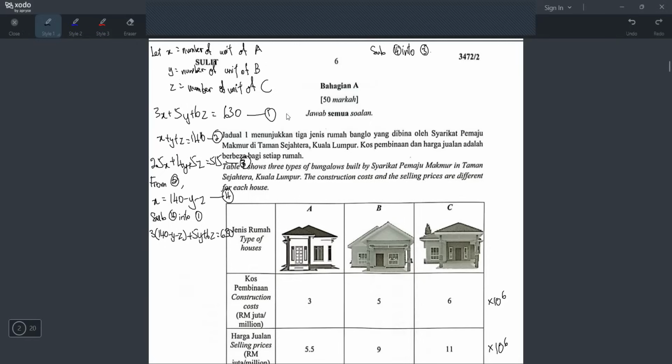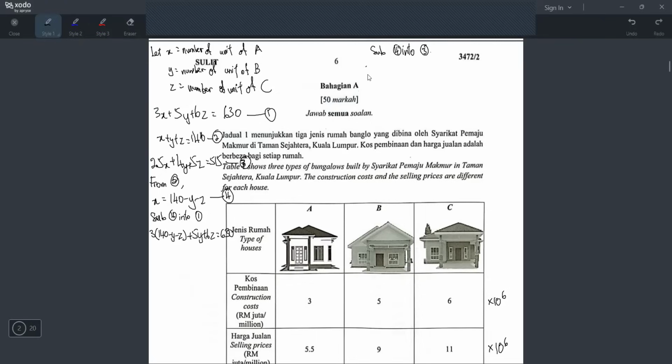Into 3. Or you cannot sub 4 into 2 because 4 actually come from 2. If you substitute 4 into 2, you will get like this, 0 equals 0, all right? Then it's wrong already. You cannot substitute back into itself. You cannot substitute into other equation. So since 4 come from 2, it means you have to sub to 1 and 3. So that's why this one, 4 into 3.